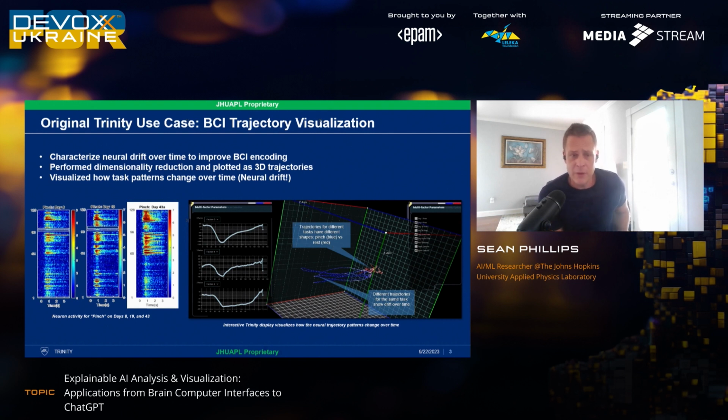So we did some research, and we realized what was happening was that the states that we were training the model for, i.e., the neural states that this person was in each morning, were just simply different each day. So we created a visual to prove this. If you look at this visualization, this is a JavaVex tool. This is an early precursor version of Trinity.